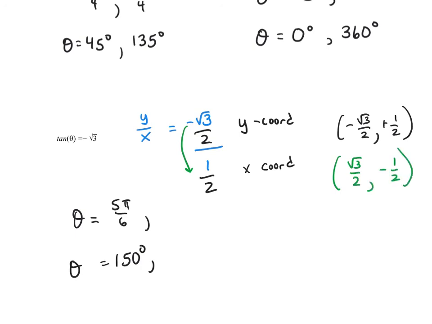This only happens with tangent because tangent's the only one where I'm dividing two things. Sine and cosine, I'm looking just at the unit circle. So I also have to look, where is the point radical 3 over 2 comma negative half? That's at 11 pi over 6, or 330 degrees. So tan is a little trickier in that regard versus just sine and cosine.